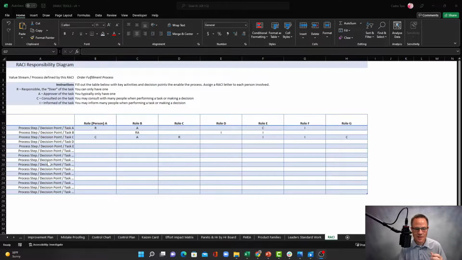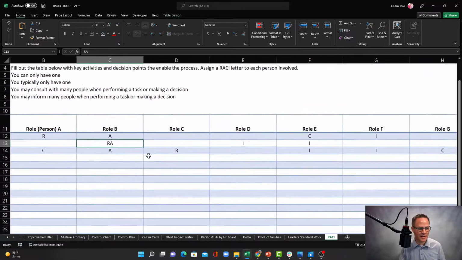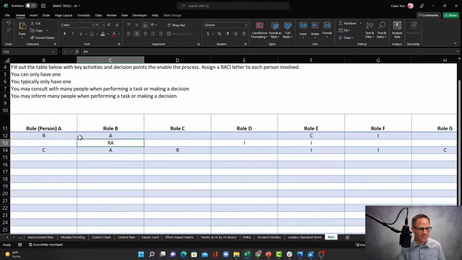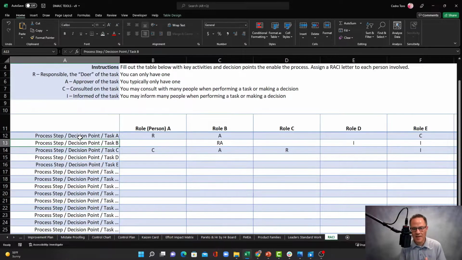Again, I use decision points a lot in my RACI matrix. And then put the R, A, I, and C. You can see right here, I've got an R and an A together. That's pretty typical. Sometimes you don't. Again, doesn't matter. Just make the tool work for you. Publish the tool, train people to the tool, make sure everybody in the process is familiar with where they fall in the RACI.